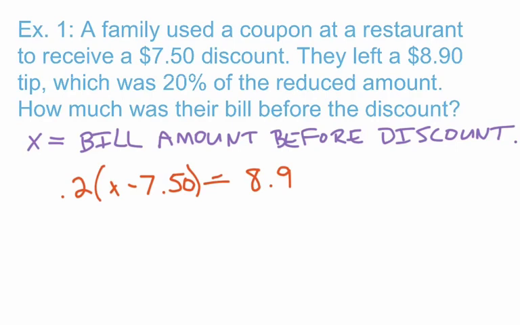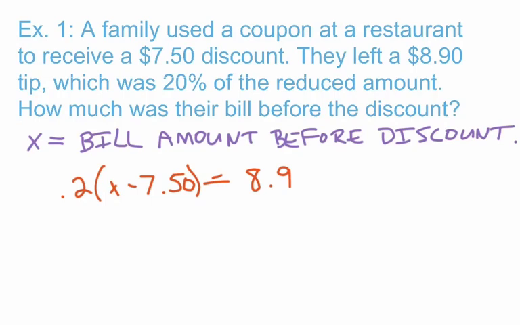The hardest part about these is going to be writing the equation. In 7.3b, we did equations like this. The hardest part is actually writing the equation, so take some time and think about it. Again, 20% of the reduced amount equals $8.90. Here, x minus 7.50 is going to be our reduced amount.